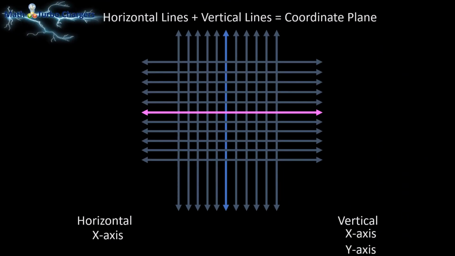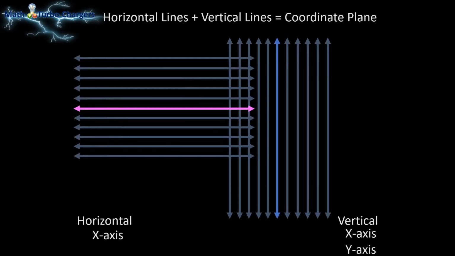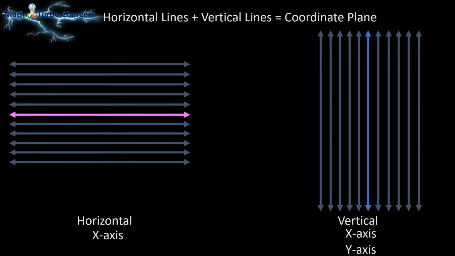Don't be intimidated by the coordinate plane. It's simply a set of horizontal and vertical lines merged together. Doesn't look so scary when taken apart. Within the horizontal group, there is the x-axis. Within the vertical group, there is the y-axis.